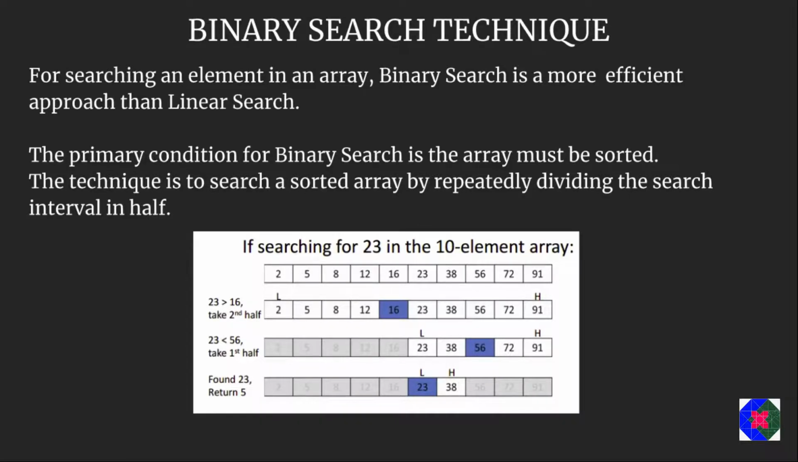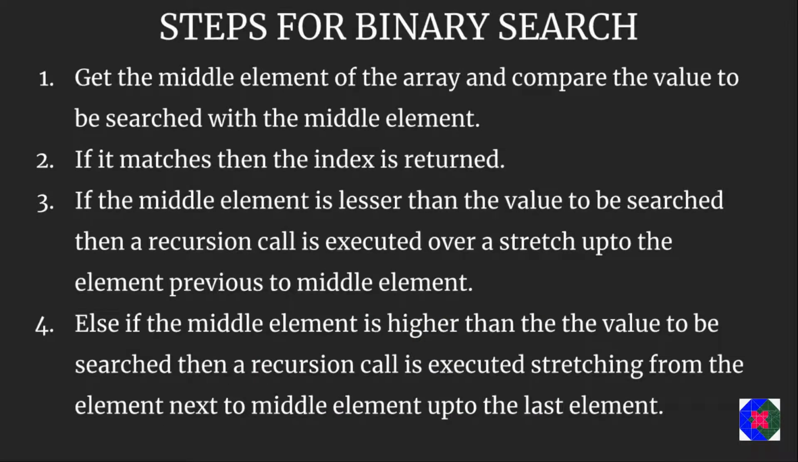So let's have a look at the steps in which we can do this binary search. First we need to get the middle element of the array and compare the value to be searched with the middle element. If it matches, then the index is returned. Now if the middle element is lesser than the value to be searched, then a recursion call is executed over a stretch up to the element previous to the mid element, that is from the leftmost index of the array up till the index that lies just before the mid element. Otherwise, if the middle element is higher than the value to be searched, then a recursion call is executed stretching from the element next to the middle element up till the last element of the array.